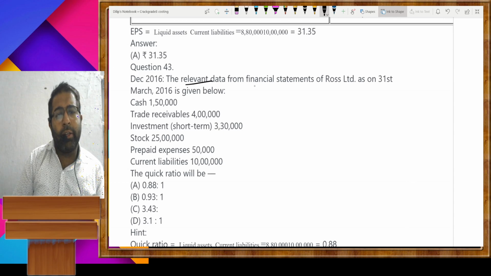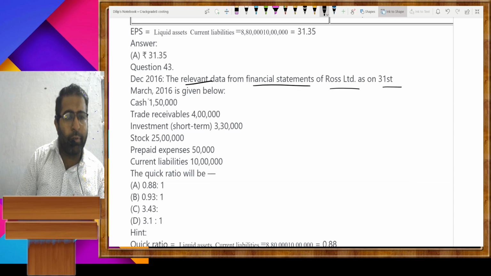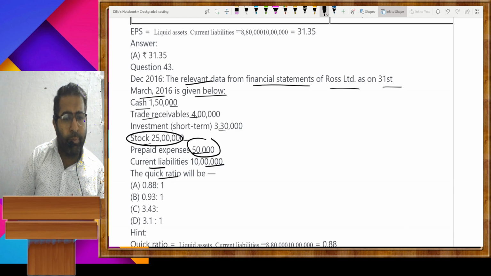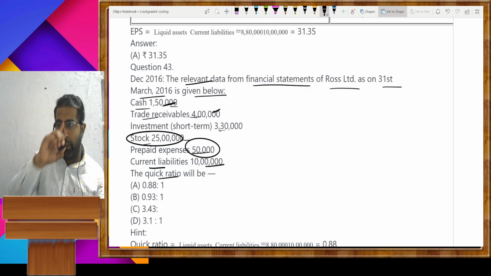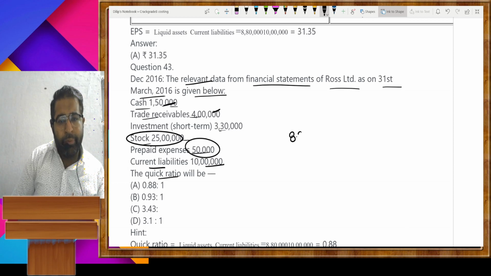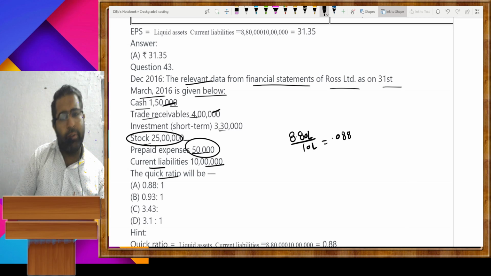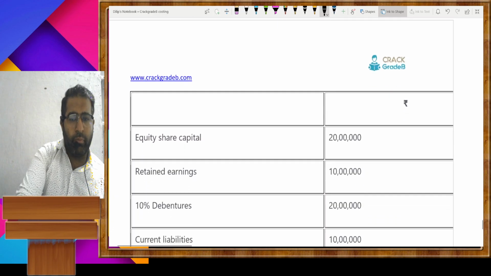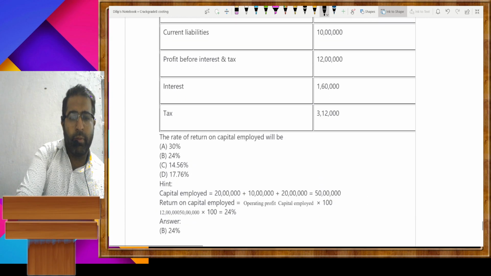Again, the next question. The relevant data from the financial statement of Roche Limited as on 31st March 2016 is given below: cash, trade receivable, investment, stock, prepaid expenses, current liabilities 10 lakh. Quick ratio: in quick ratio, we don't include stock and prepaid expenses. All others are included. 150 and 4 lakh, 550, 550 and 330, 880. 880 divided by current liabilities 10 lakh, that is 0.88 answer. 0.88.